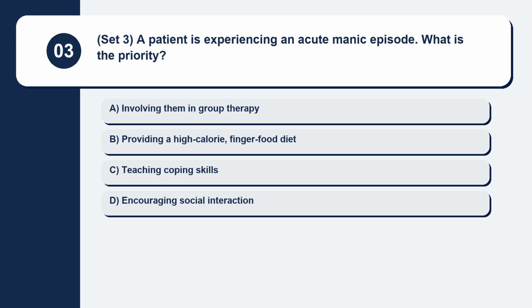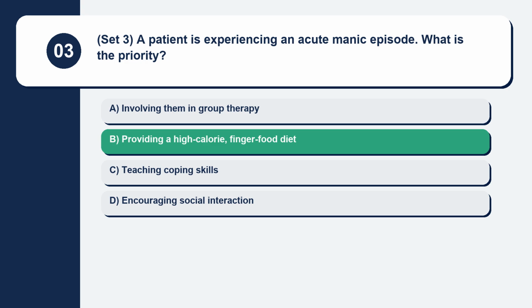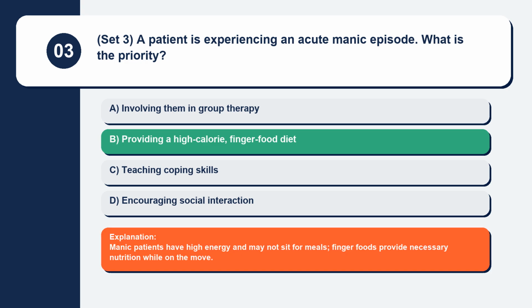Question 3. Set 3. A patient is experiencing an acute manic episode. What is the priority? Involving them in group therapy, providing a high-calorie, finger food diet, teaching coping skills, encouraging social interaction. Manic patients have high energy and may not sit for meals. Finger foods provide necessary nutrition while on the move.